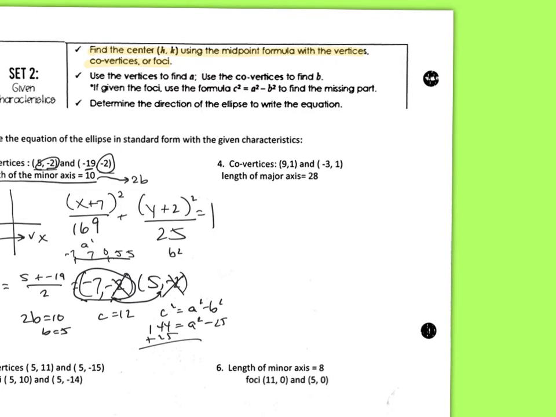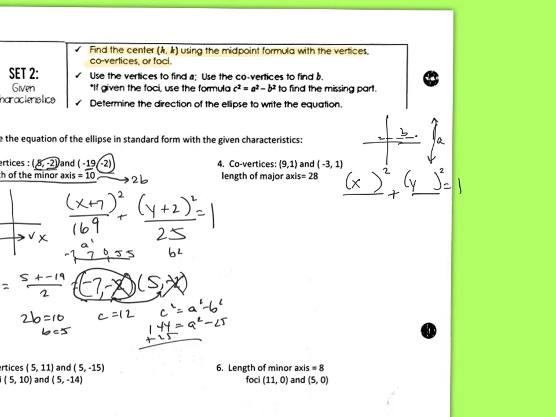Same deal. So the covertices. Let's take a look at what this looks like. Over 9, way over here, up 1. -3, up 1. But these are the covertices. This is B. If B runs that direction, that means A runs this direction. Now, it doesn't matter for the order of the answer, right? The answer is going to be X, Y. But what matters is which one is A squared. So A squared is going to be underneath the Y this time.